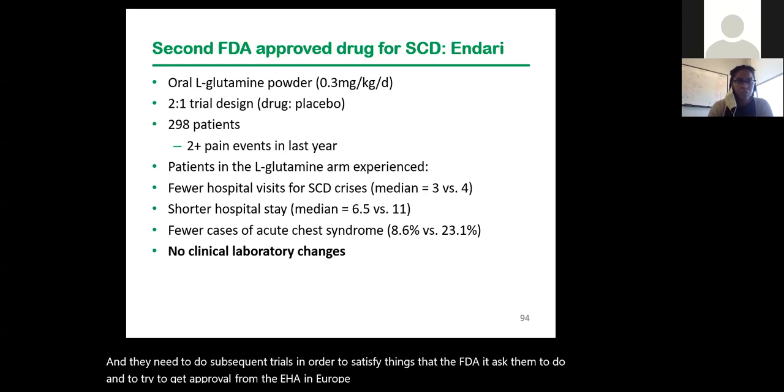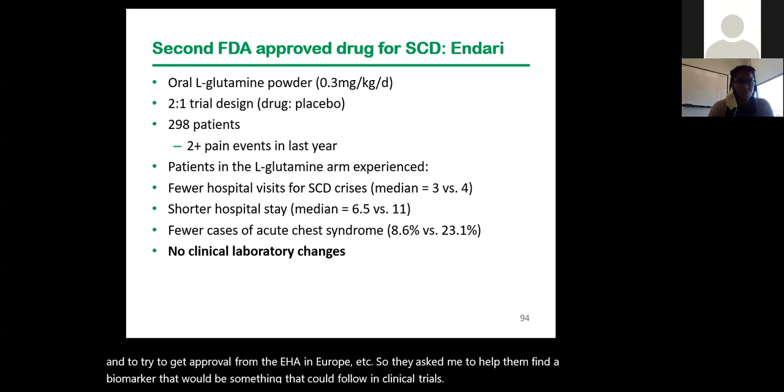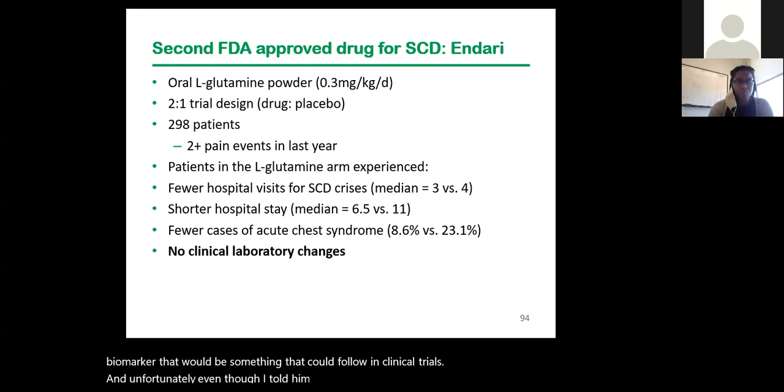So they asked me to help them find a biomarker that would be something they could follow in clinical trials. And unfortunately, even though I told them I think you should look at adhesion, they would only let me look at it on the Lurka. They were sure that was the answer. It's got to be deformability.